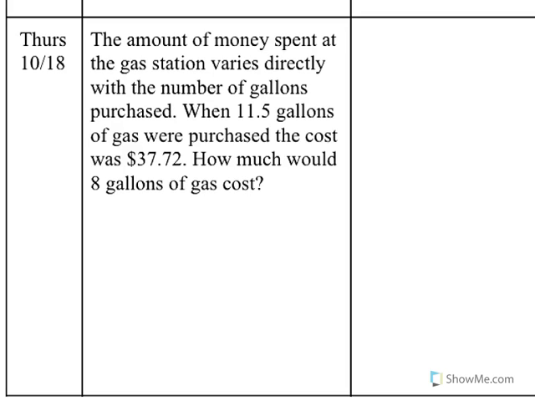So the amount of money spent at a gas station varies directly with the number of gallons purchased. So we know that we're working with varies directly here. When 11.5 gallons of gas were purchased, the cost is $37.72. How much would 8 gallons cost?